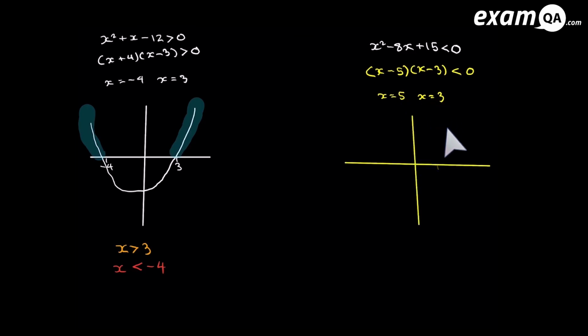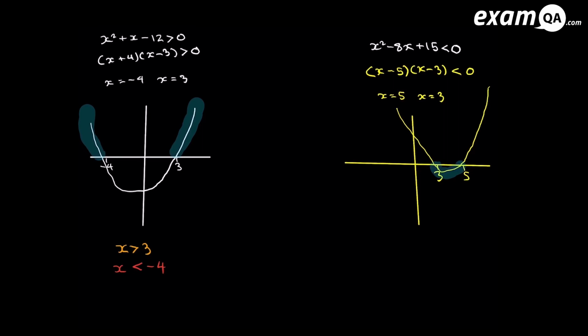Next step, we're going to draw that graph just like before. So the x-intercepts are 5 and 3, and go ahead and draw your graph. And we'll go back to our inequality, see what it says, and it says less than 0 this time. So which part of our graph in terms of y is less than 0? And it's this bit here. This bit is below 0. So in terms of x, which x values represent this bit?